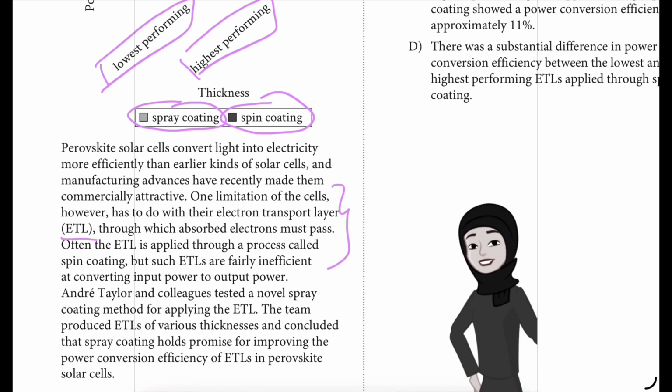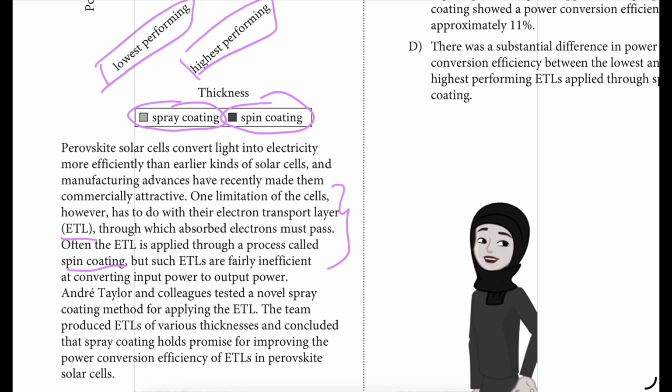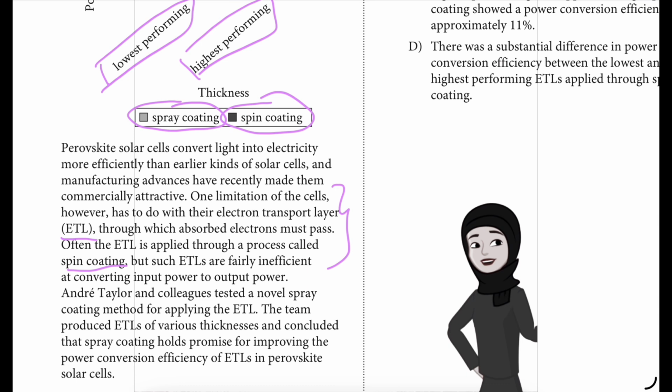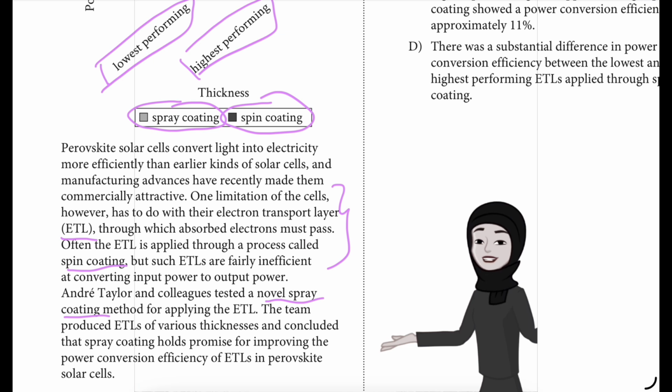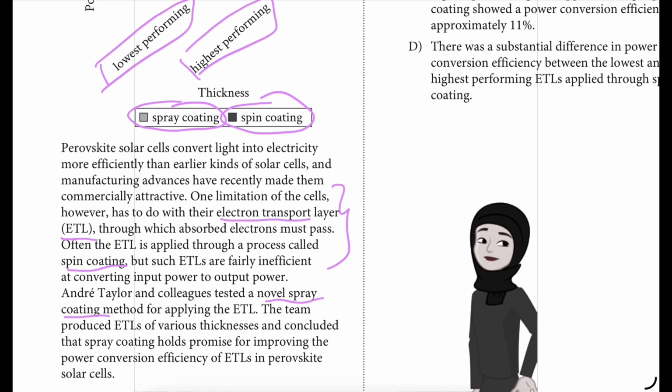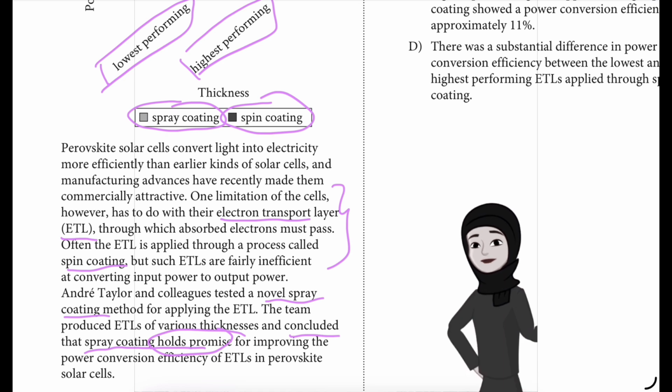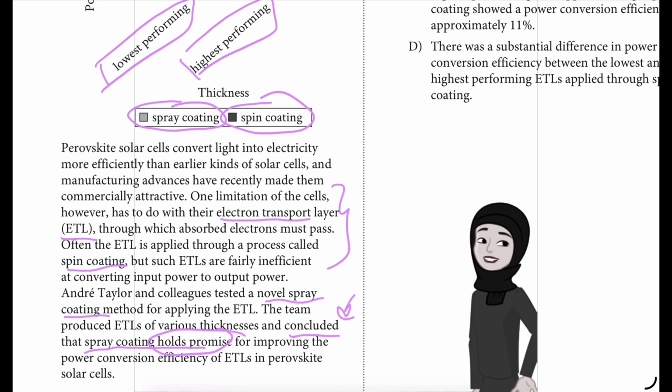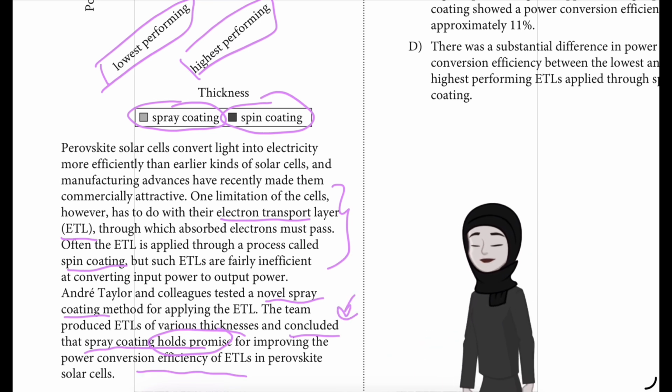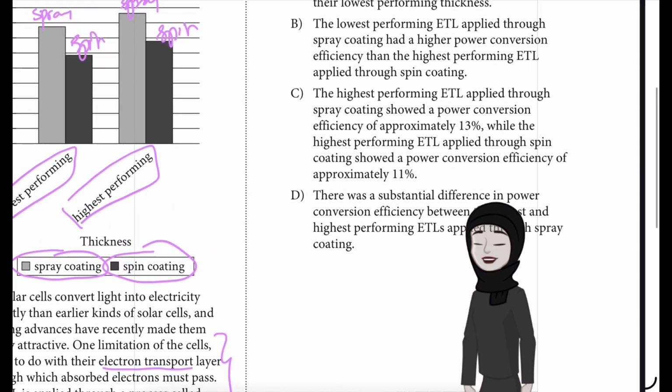Often the ETL is applied through a process called spin coating. So earlier they were doing spin coating, but such ETLs are fairly inefficient at converting input power to output power. So then André Taylor and colleagues tested a novel spray coating method. Instead of spin coating, they are trying spray coating to apply the same thing, the ETL, the electron transport layer. The team produced ETLs of various thicknesses, and they concluded that spray coating holds promise. It's showing better efficiency compared to spin coating. This improves the power conversion efficiency of ETLs in perovskite solar cells.